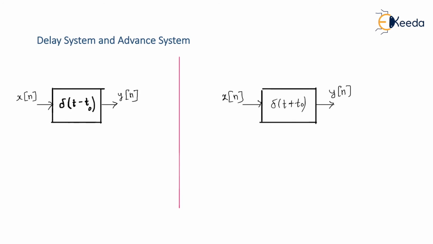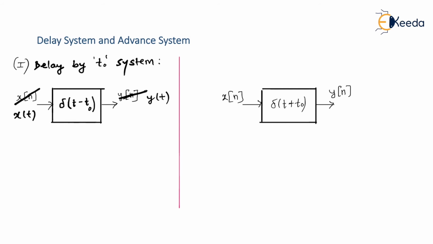So let us understand what is meant by a delay system and an advanced system. I'll name this very first system as the delay by t naught system. Let us understand the meaning of the delay by t naught system. Only one thing I'll correct over here: this is not a discrete time system now, so I can write this as x of t and this is simply y of t now. Delay by t naught system means if the input is applied as x of t, then it is expected that delay takes place at the input and the output becomes x of t minus t naught. I hope you got my point.